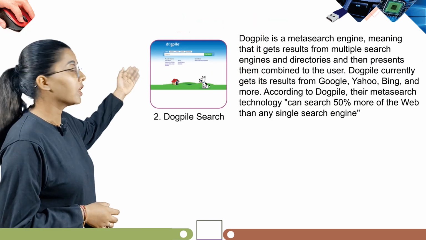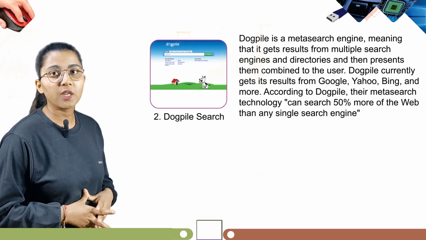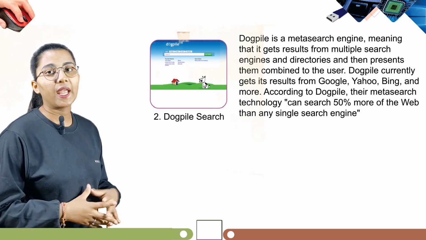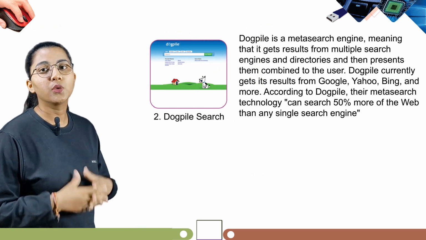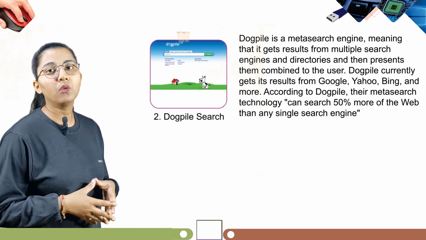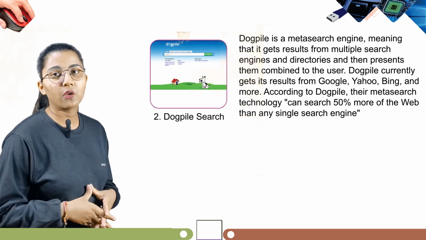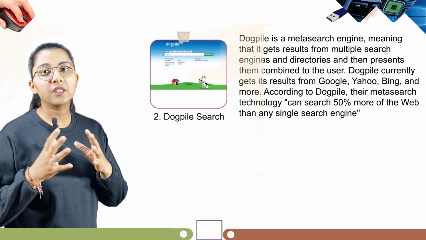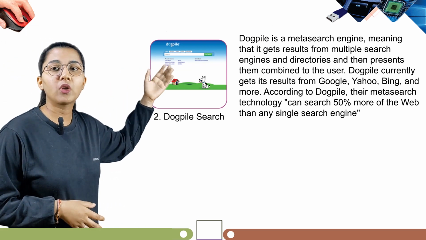Now, second we have Dogpile search. Dogpile is a meta search engine, meaning that it gets results from multiple search engines and directories and presents them combined to the user. Dogpile currently gets its results from Google, Yahoo, Bing, and more. According to Dogpile, their meta search technology can search 50% more of the web than any single search engine. Now students, here you can see the interface of Dogpile search.